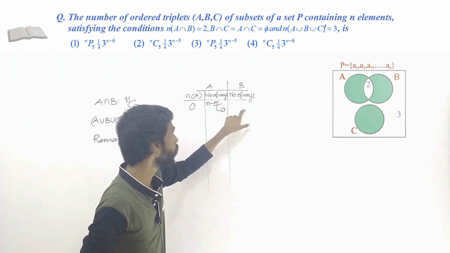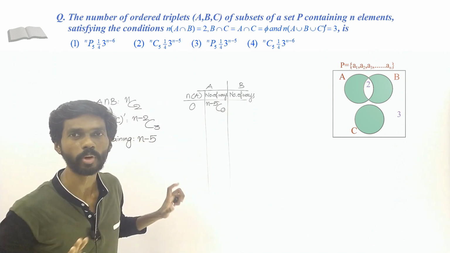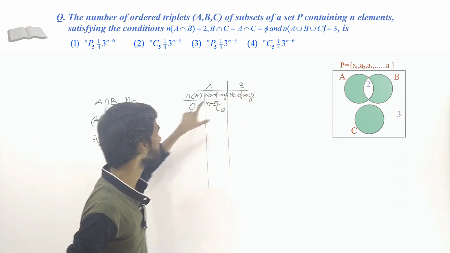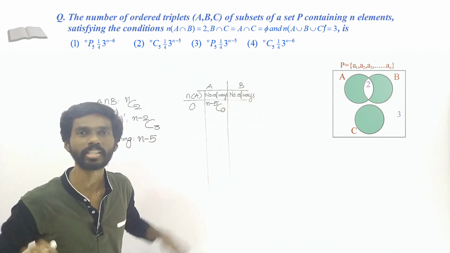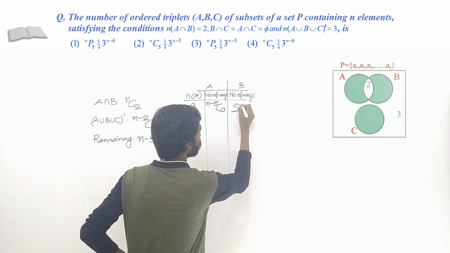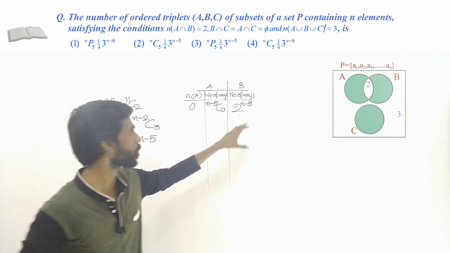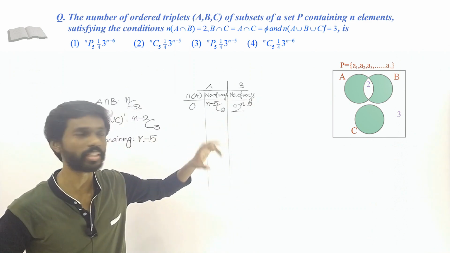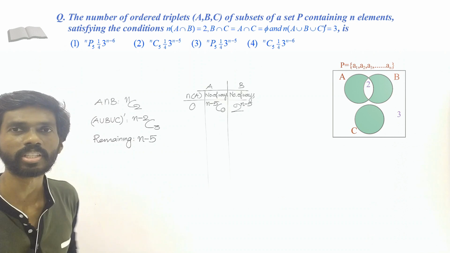So A has 0 elements. Then B should have no intersection with A, because already the intersection has only 2 elements. Apart from that, no more intersections. So B should have no intersection with A. But A already has 0 elements. So whatever is the set B, it will have no intersection with A, right? So that means from the remaining n minus 5 elements, you can form any subset. So that is 2 to the power n minus 5. So that is the formula for the number of subsets, right? So n minus 5 elements are there. We can form subsets in 2 to the power n minus 5 ways. So that is done, first case.